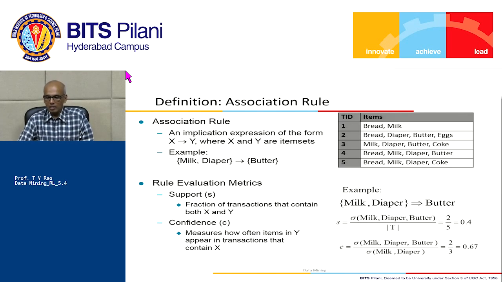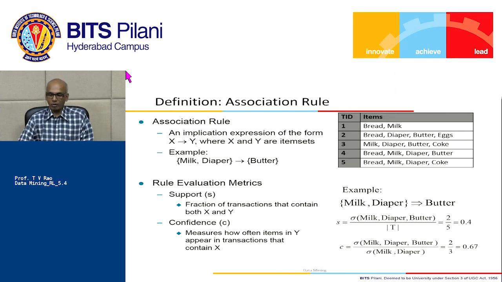But as we can see here, if you look at milk and diaper leads to butter, then we look at the support count for milk, diaper, butter together and see that there are two transactions where they occur together out of 5 total transactions. So we see that it has a support of 0.4 or 40%.